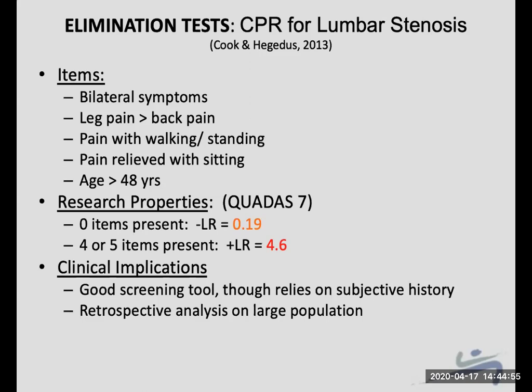Now, that being said, note that this has a pretty poor quality of study, so that QUADAS of 7. So not necessarily the most helpful tool, and a better study would aid in making this more clinically useful potentially, or at least give us a better understanding of whether or not this is a helpful clinical prediction rule.